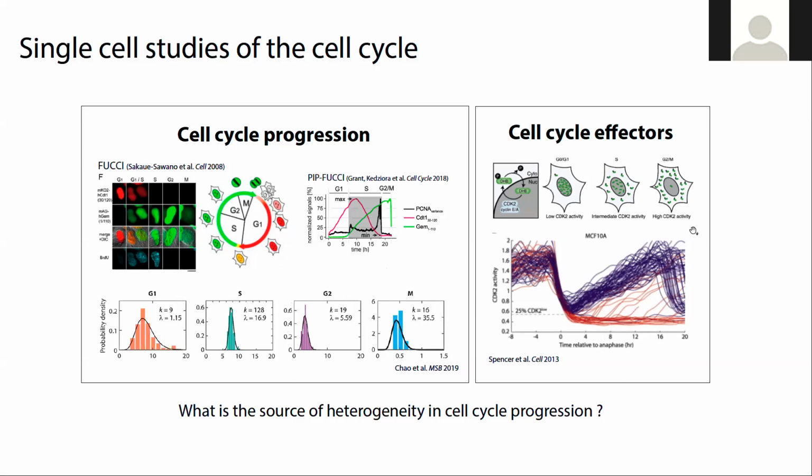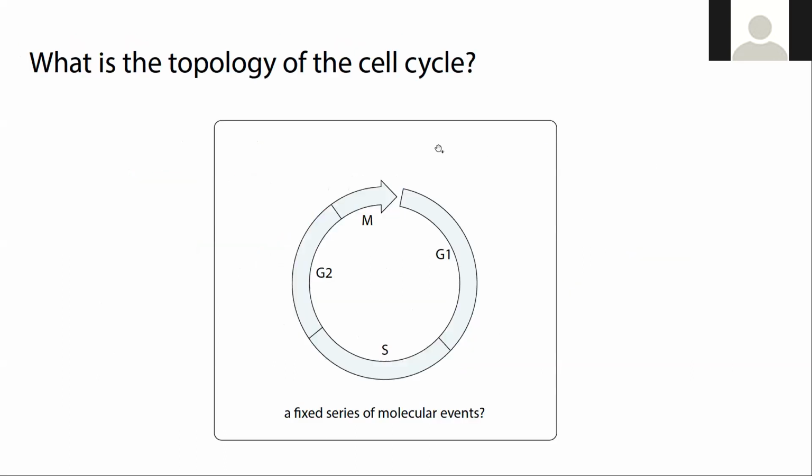Now, at the heart of all of these studies is really this question of what is the topology of the cell cycle? Is this model really true that cells proceed through a single fixed order of molecular events? Or maybe cells can take different mechanistic routes through the cell cycle. I mean, does the choice of route determine how rapidly an individual cell progresses through replication and eventual division?